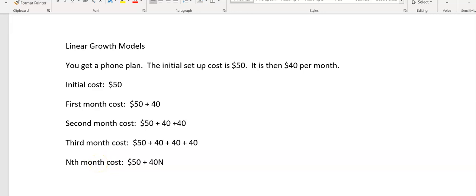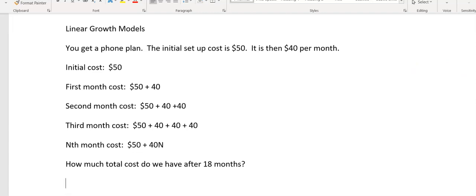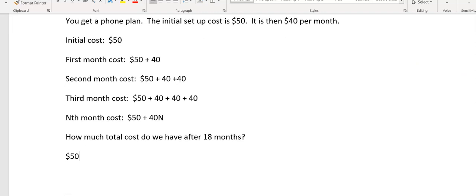So if I asked, how much total cost do we have after 18 months? Well, then we could just plug in and do 50 plus 40 times 18, put our 18 in for our n, and we get $770 paid over time in 18 months. Okay, so this is called a linear model.